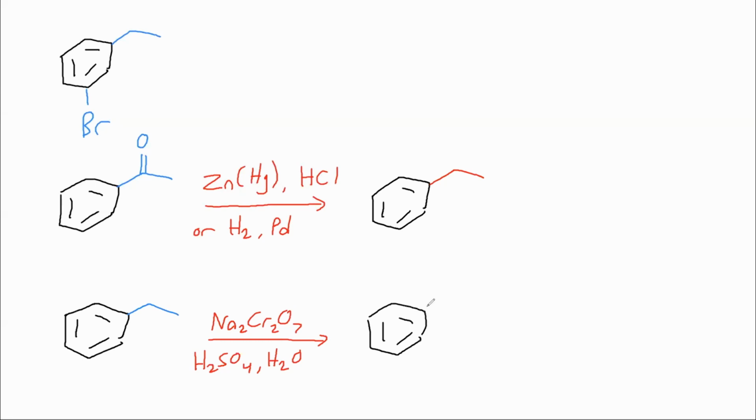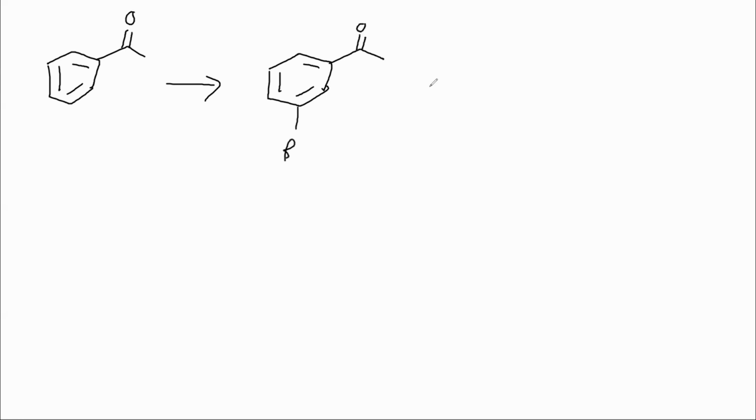Now this is very helpful because now we can start with the acyl substituted benzene, which remember is electron withdrawing, so it is a metadirector. We could perform an electrophilic aromatic bromination, just like before, to get that bromine on the meta position, and then reduce that carbonyl group to the alkyl group to form our bromoethylbenzene.